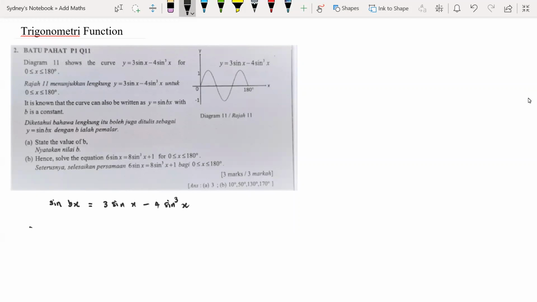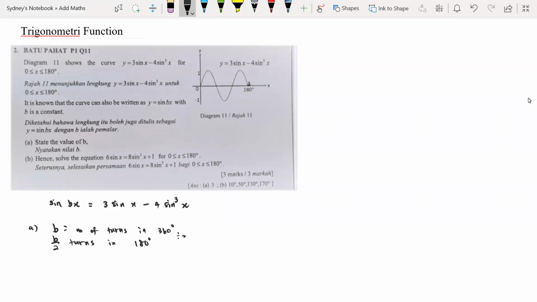Part A, they want us to state the value of b. Now, what does b represent? b basically represents the number of turns in 360 degrees. What we see in the diagram is only up to 180 degrees, so we divide by 2. That means you will see b over 2 turns in 180 degrees.